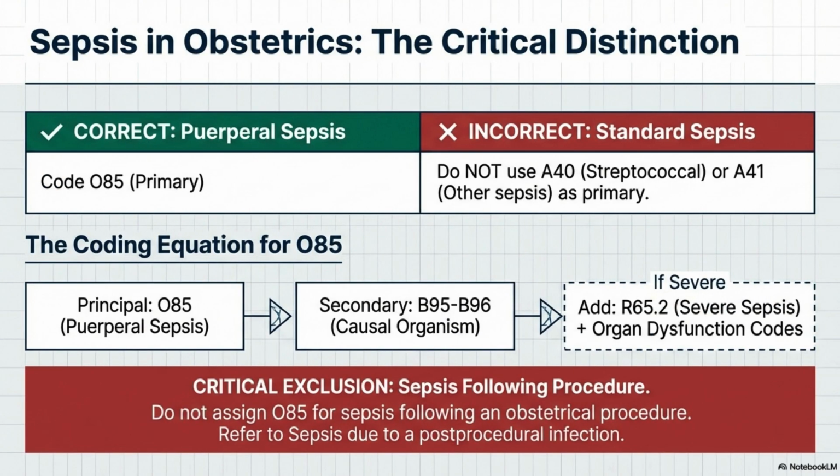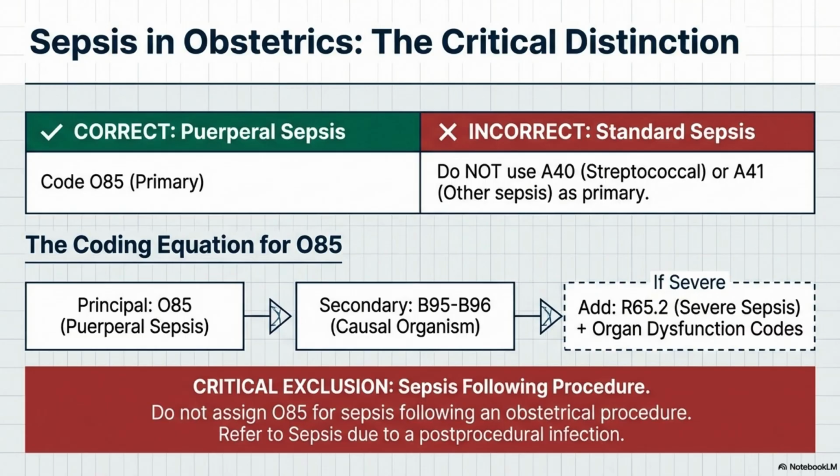When it comes to sepsis in pregnancy, the distinction between puerperal sepsis and standard sepsis is crucial. If the sepsis is related to pregnancy, childbirth, or the postpartum period, the correct principal diagnosis is O85, puerperal sepsis. You should not assign A40 or A41 as the principal diagnosis in these cases.